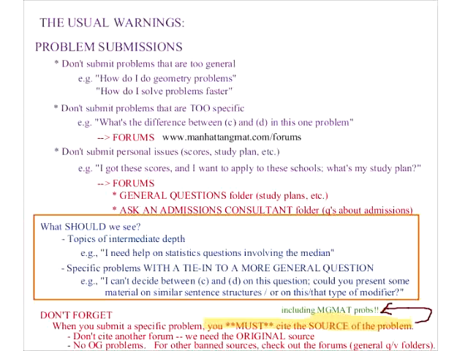Also, most importantly, every week people are submitting OG problems. So please do not submit OG problems. We are not allowed to use them because of copyright rules. So if you submit those, we will just have to ignore them.